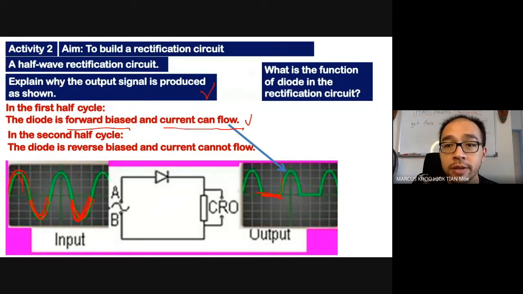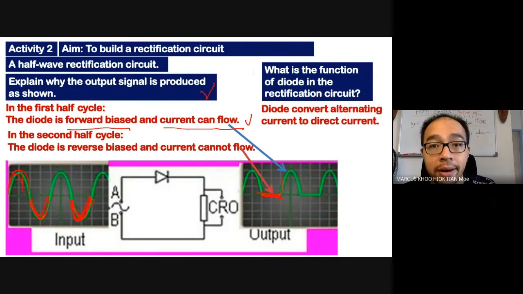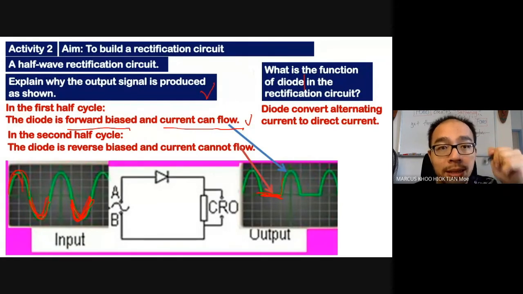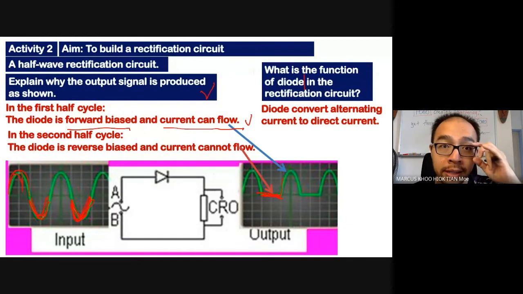So the function of the diode in the circuit is to convert the alternating current to direct current. In a rectification circuit, remember, if the question is what is the function of a diode, full stop, it is to ensure that current flows in one direction only. But in the rectification circuit, the function of the diode is to convert the alternating current to direct current.